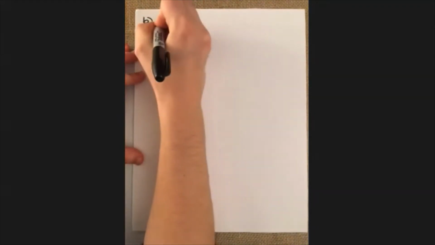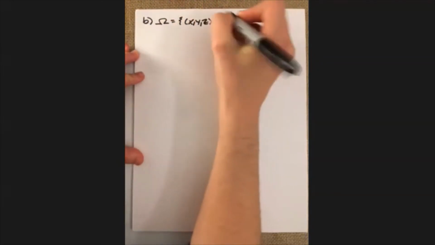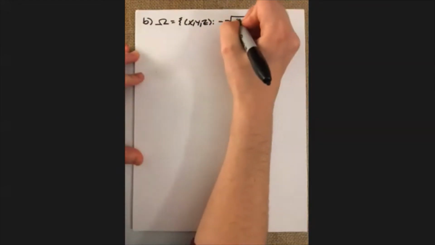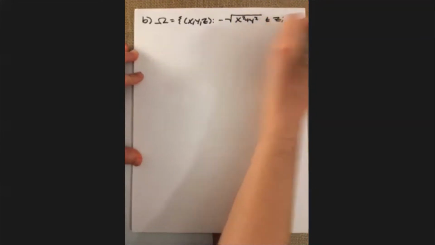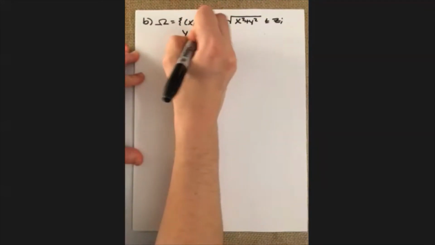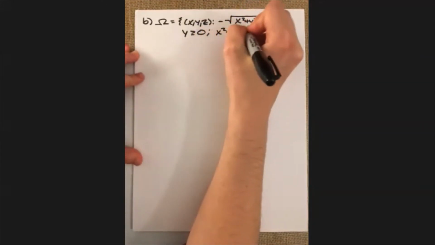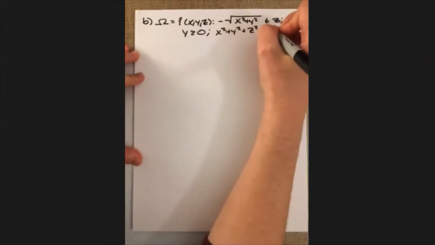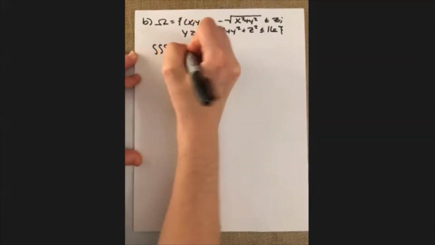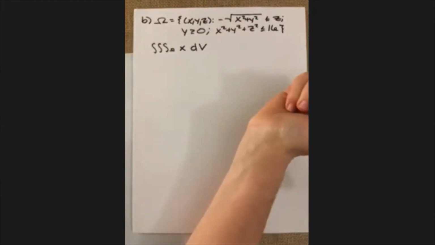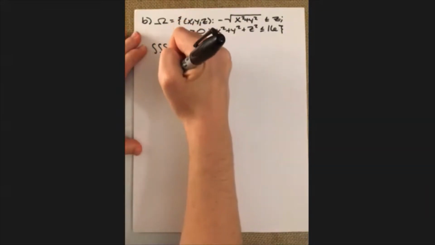So in our next example, we have that omega is equal to the set of x, y, z such that the negative square root of x squared plus y squared is less than or equal to z, and y has to be greater than or equal to 0. And we have x squared plus y squared plus z squared is less than or equal to 16. And we're going to re-express the triple integral over this region of x dv. Okay, so let's draw this region and see what it looks like.